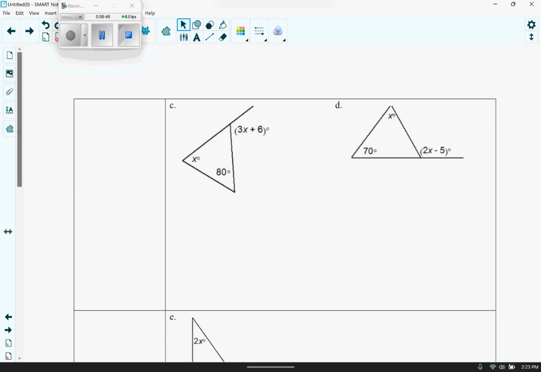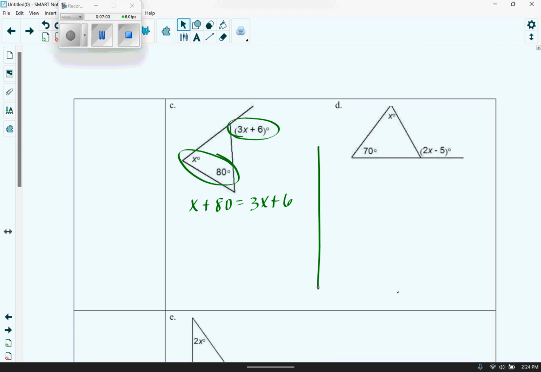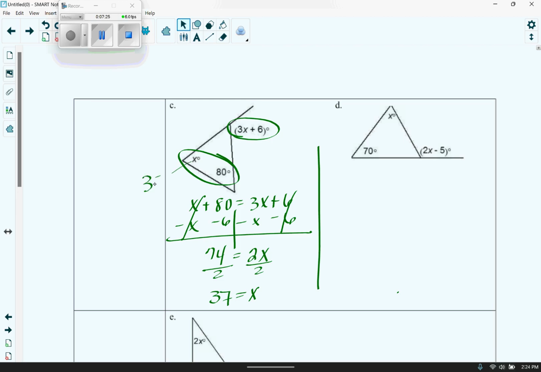This next set is the exterior angle theorem. So we know that this exterior angle is going to be these two added together. So we can say x plus 80 equals 3x plus 6. Make sure that you solve for x. So take away an x, take away an x, minus a 6, minus a 6. So these go away and these go away. So 74 is equal to 2x. x is equal to 37. So x is 37 degrees.